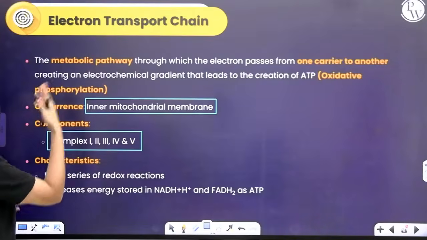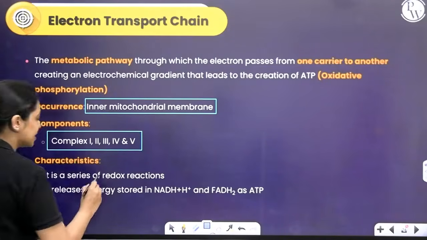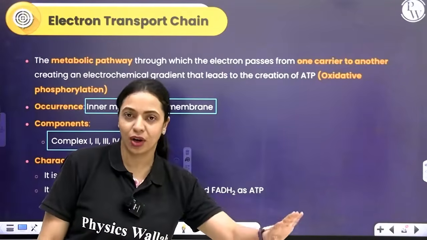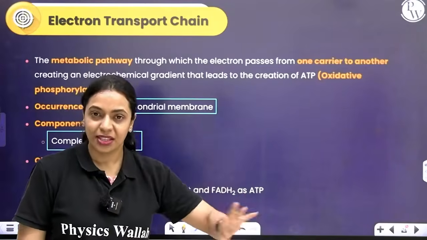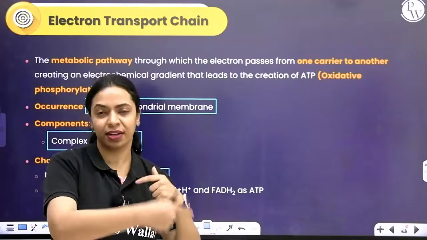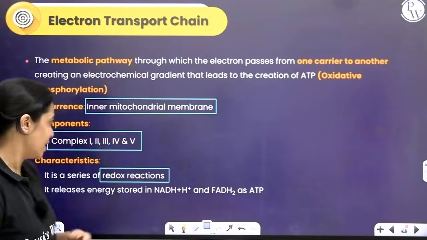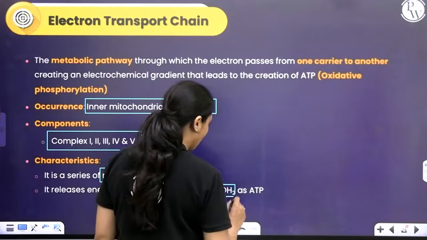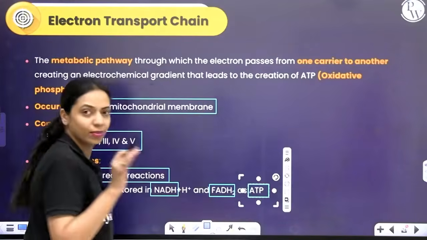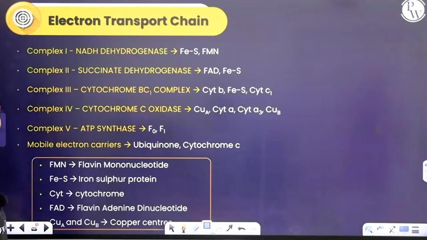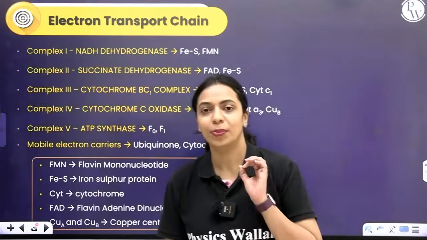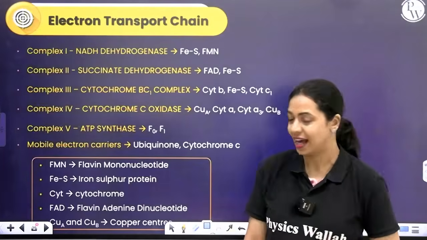So what basically happens in the electron transport chain is a series of reduction oxidation reactions. Electrons are being transferred, meaning if something is losing an electron, it's oxidation. If something is gaining an electron, it's getting reduced, right? So oxidation reduction reactions keep happening, and energy that is stored in NADH and FADH2 is utilized in the formation of ATP. Okay. So what are these 5 complexes? I will tell you. You can call them complex 1, 2, 3, 4, 5, but they also have some fancy names. Complex 1 is called NADH dehydrogenase.